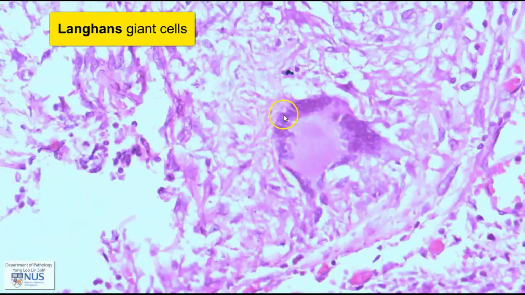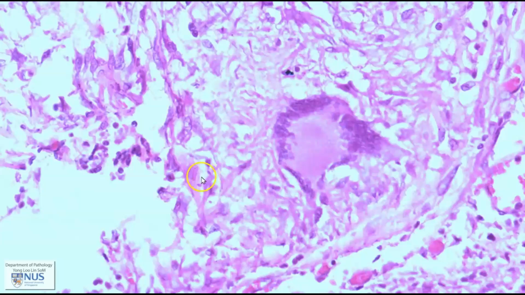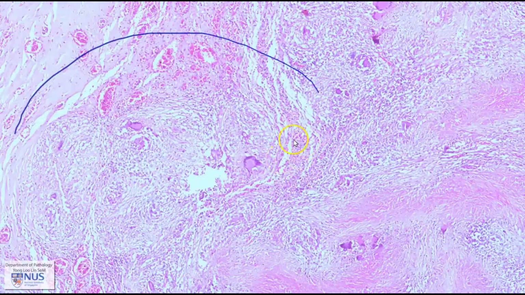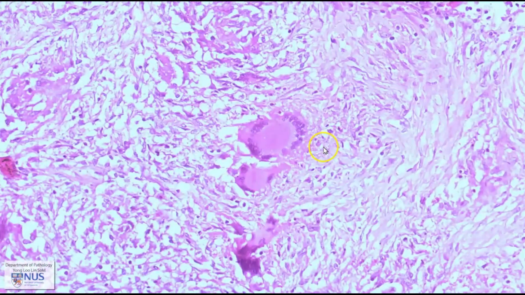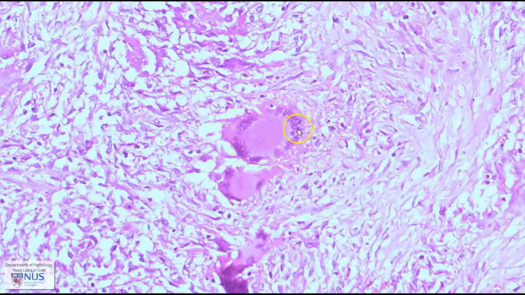Here again we can see the nuclei arranged in a horseshoe-shaped pattern at the periphery of the cell. Langhans giant cells are often seen in granulomatous inflammation associated with mycobacterial infection. However, they are not specific for TB. They can also be seen in granulomatous inflammation in other infections. Here is a nice example of a Langhans giant cell with the nuclei arranged in a horseshoe-shaped pattern. Sometimes they appear to be arranged in a ring, and this is due to the plane of sectioning of the cell.